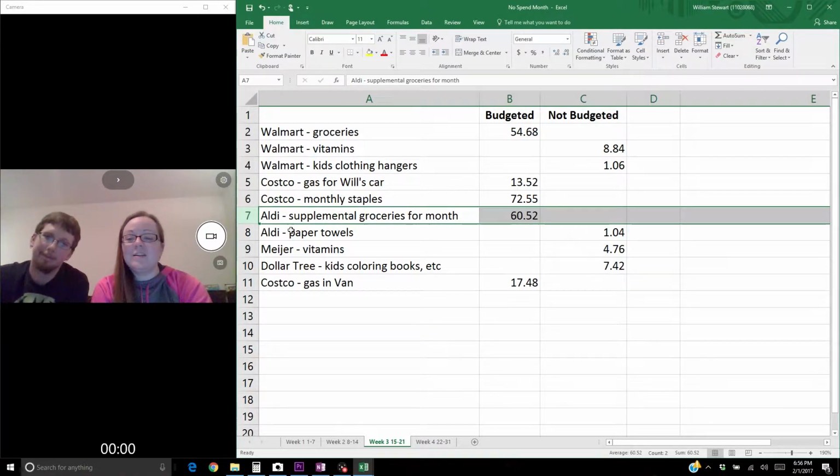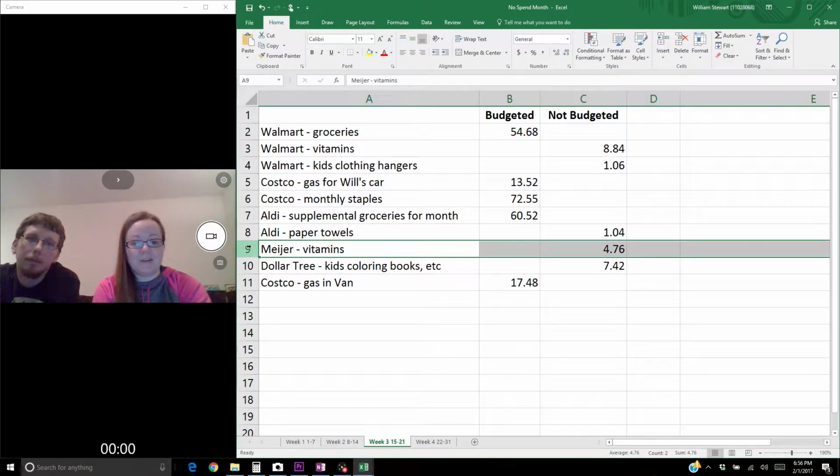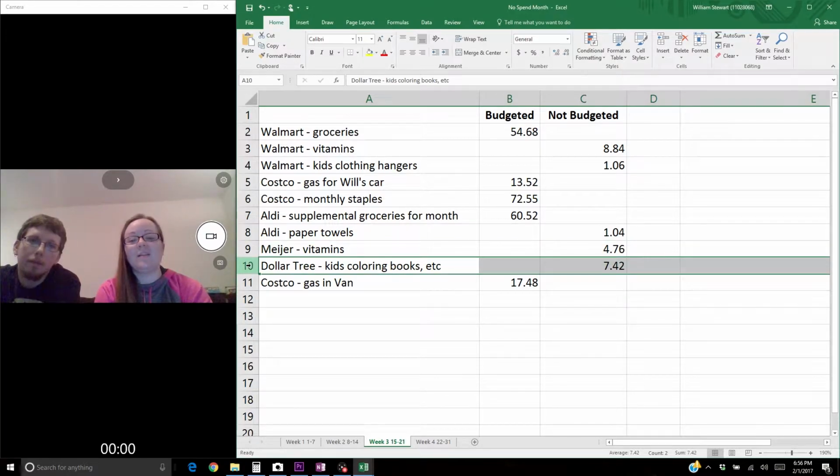Anyway, so that same trip, I also picked up a roll of paper towels for $1.04. We didn't budget anything for household goods during the month of January, so that was also not budgeted for. More vitamins, $4.76. This was not a necessity.